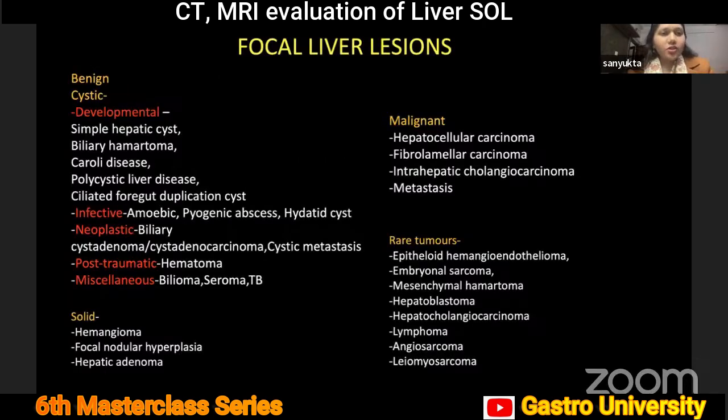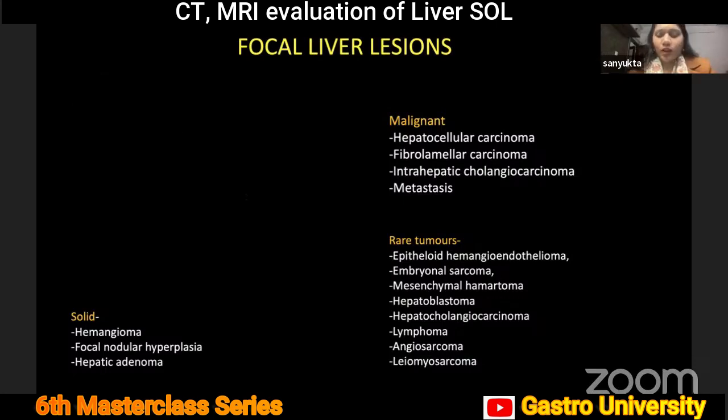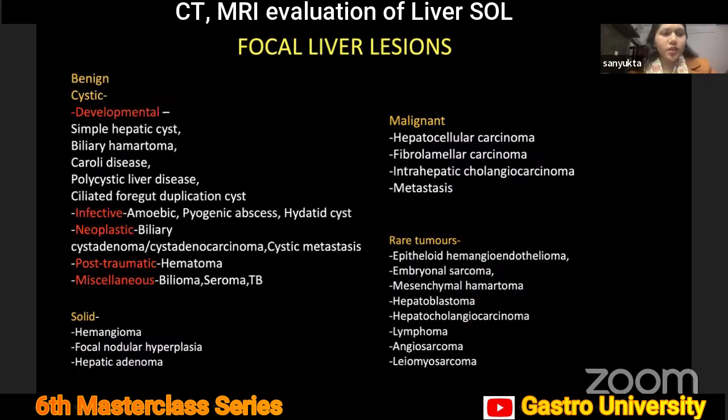So focal liver lesions, as my dear colleague has talked about the benign cystic solid lesions, malignant, and the rare tumors on the ultrasound. I'll just talk about the most common ones. As far as the cystic ones, they were quite extensively talked about in the ultrasound, and I think ultrasound clinches the diagnosis a lot in the cystic lesions.